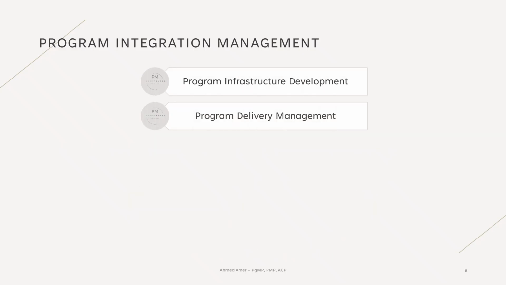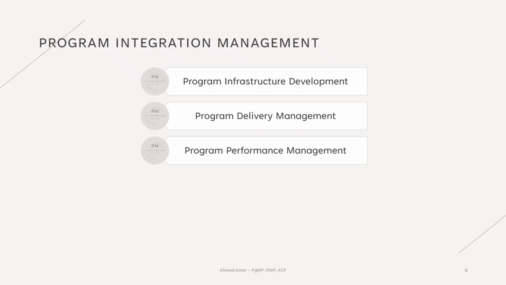We move now to the next program activity on our list for today. This is program performance management. Program performance management activities are performed by both program and project level components during delivery management.